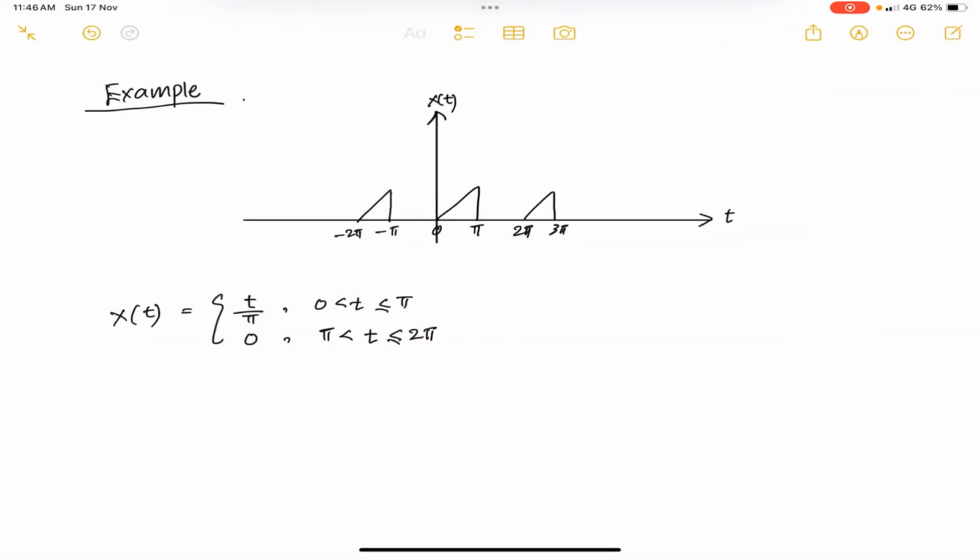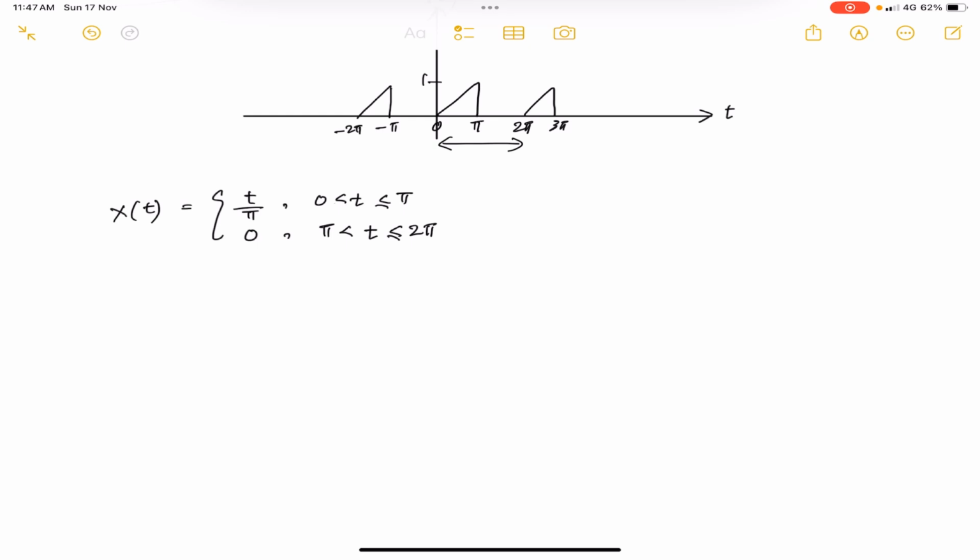Now let's look at another example. Look at this example. This x(t) has t naught from 0 to 2 pi, and the amplitude here is 1. Then from 0 to pi, you have the value of t over pi. And then from pi to 2 pi, the value is 0. So you need to find the trigonometric Fourier series.